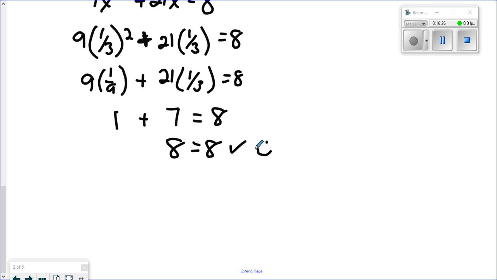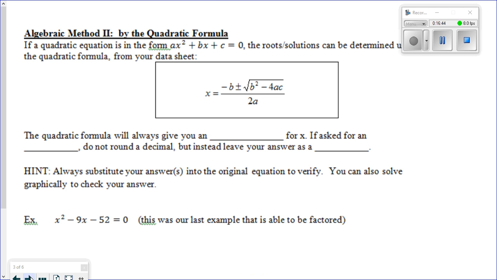So you might want to just pause the video here and try some of the factoring practice questions. Practicing your factoring, that's the big thing. At the bottom of the page it says, hint: always substitute your answers into the original equation to verify. You can also solve graphically to check your answer. However, solving by factoring may not always be possible for quadratics.